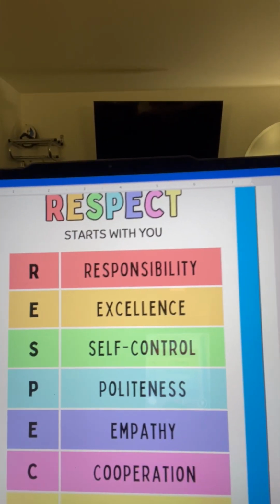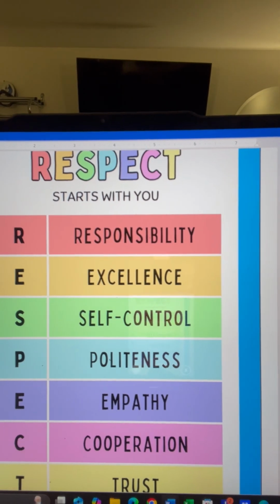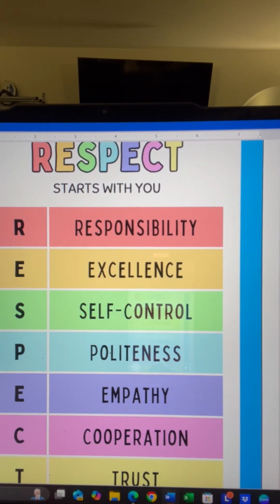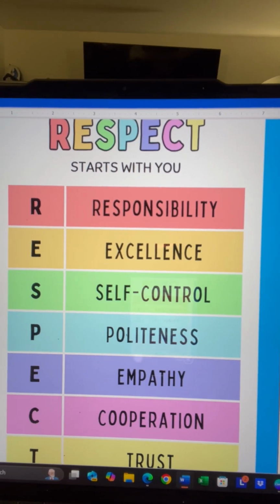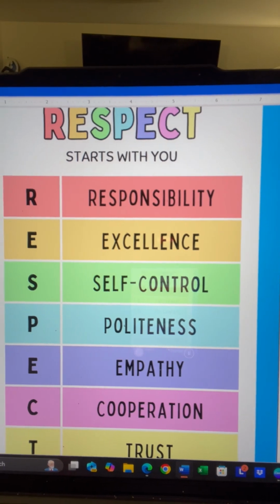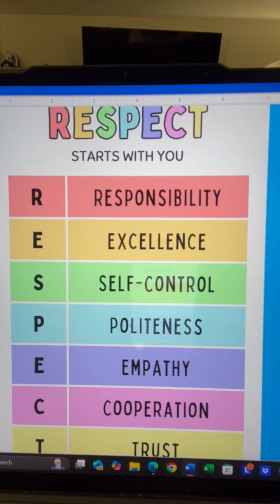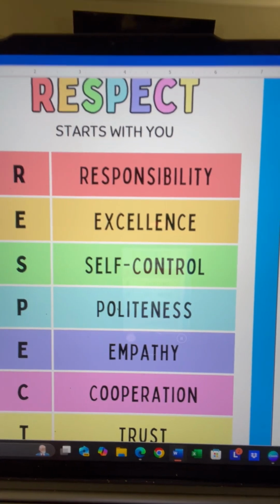Respect starts with you. Whenever my students might be talking or kicking somebody, not working, not doing what they're supposed to be doing, or talking in class out loud when I'm supposed to be talking, I want to teach them how to respect others. And respect clearly starts with you.